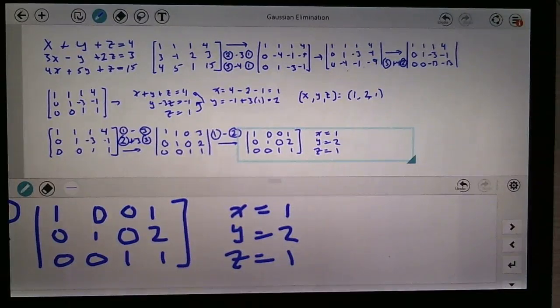Okay. One of the things we'll also do in class is to point out that your calculator can do this very quickly.